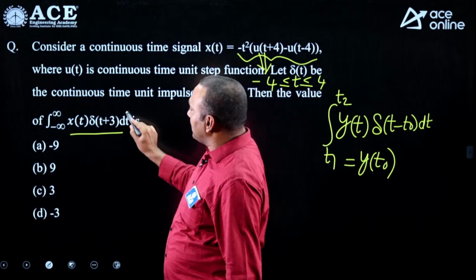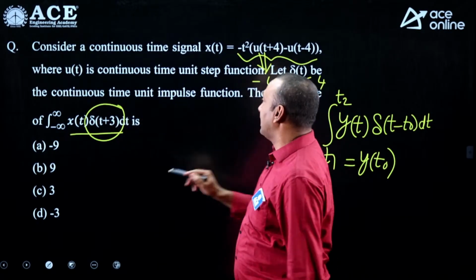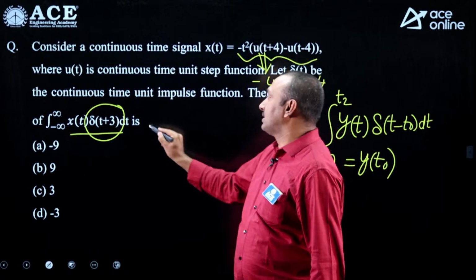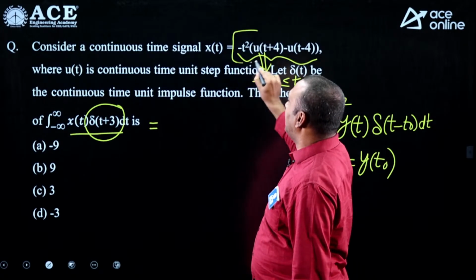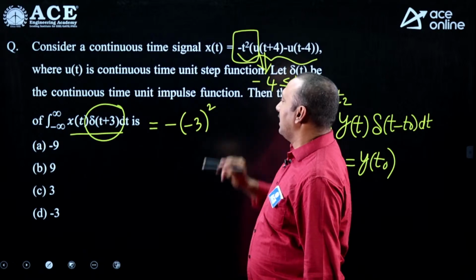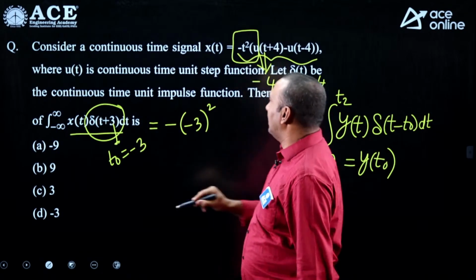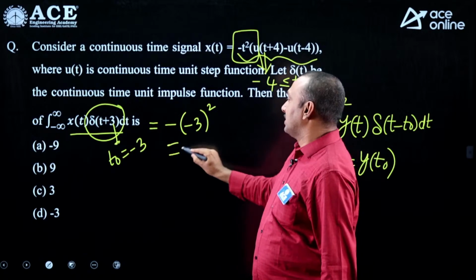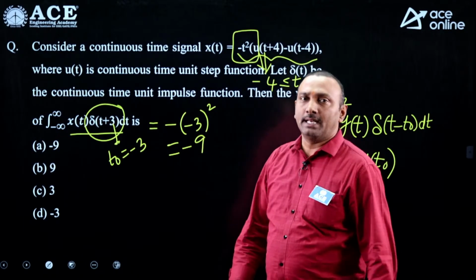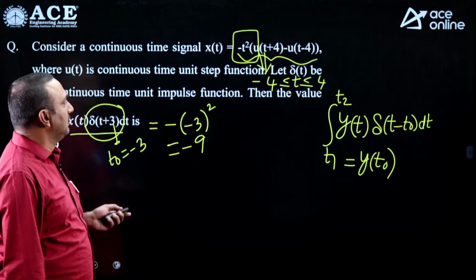So now the impulse exists at minus 3. X of t is multiplied by impulse at minus 3, which is within the limits. So directly in the signal, substitute that instant, t naught is minus 3 here. So the result will be minus 9, which is based on the sampling or shifting property.